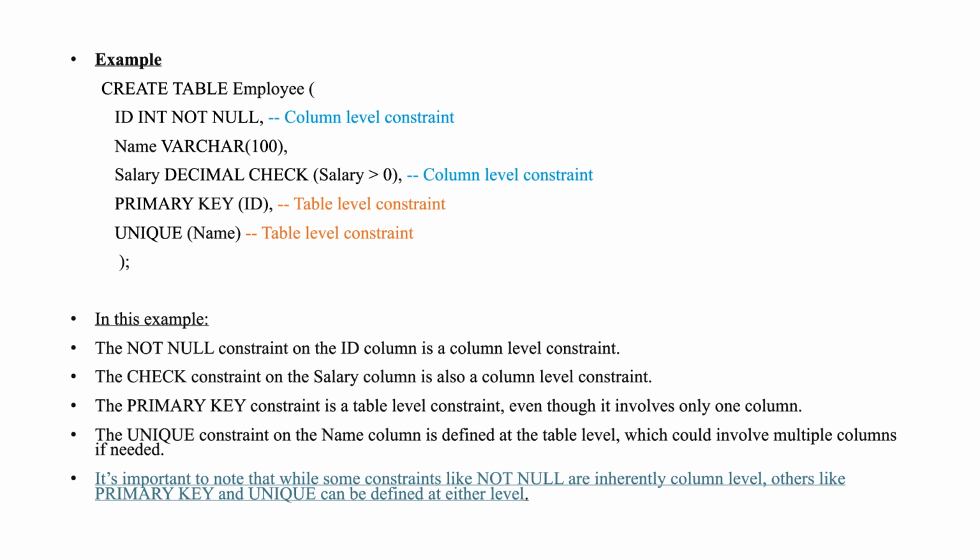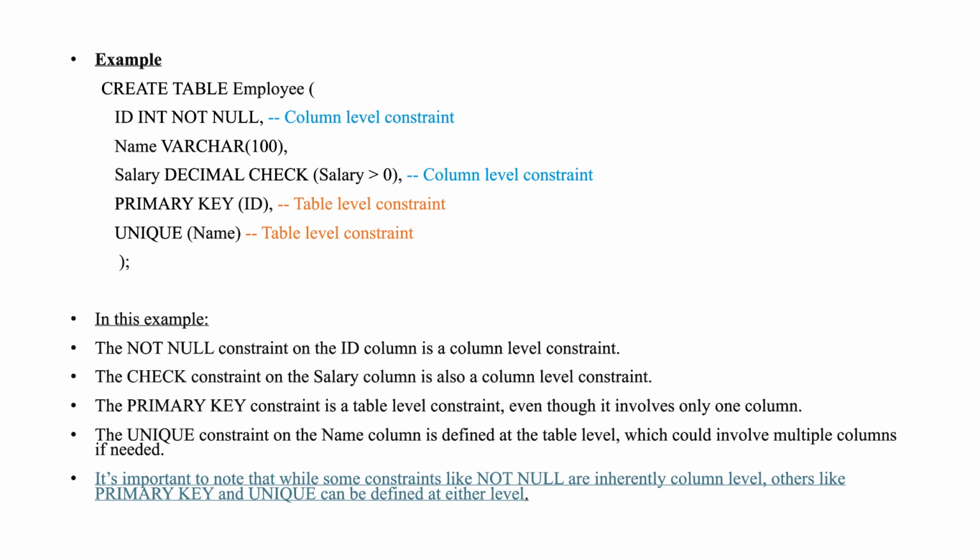Let's see one example. So we are creating an employee table with constraints. Okay, so the query is create table employee. Employee is the table name. So the first column name is ID, data type is int, and not null. Not null is a constraint. Here the not null constraint is applied at a column level. Second column name is name. Data type is varchar, size is 100. Comma. Next column is salary. Column name is salary. Data type is decimal.